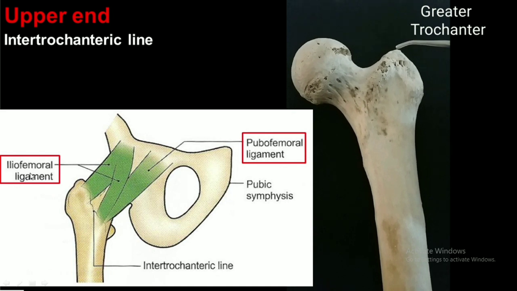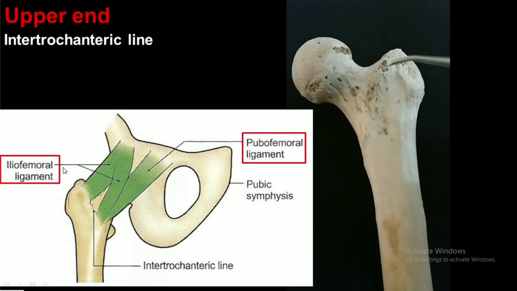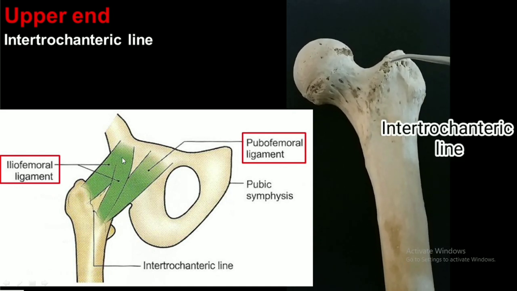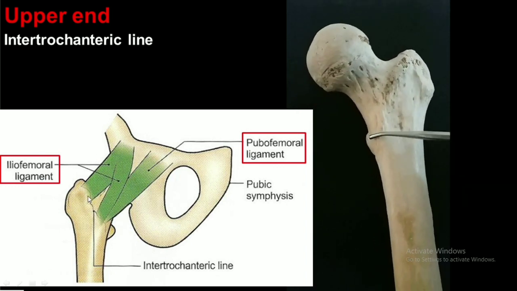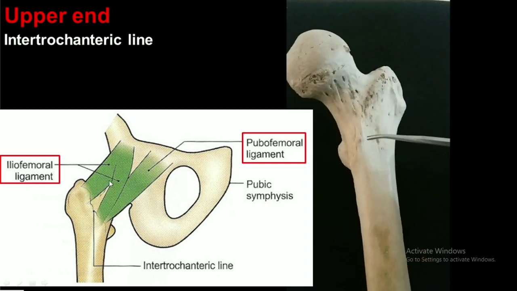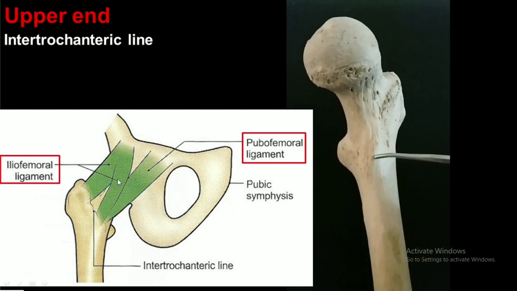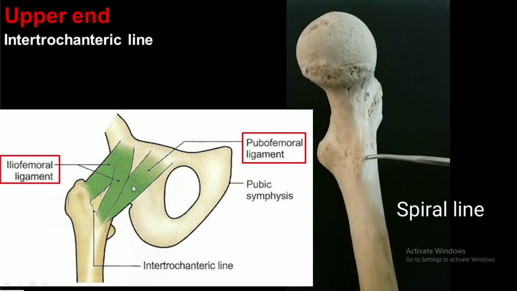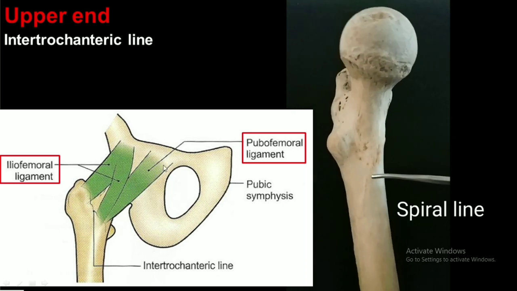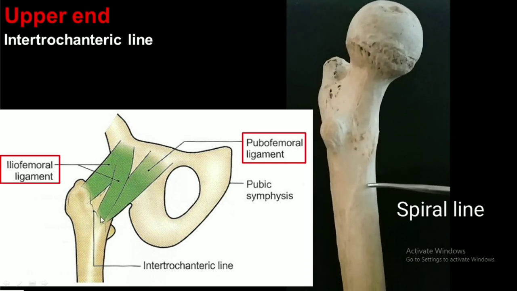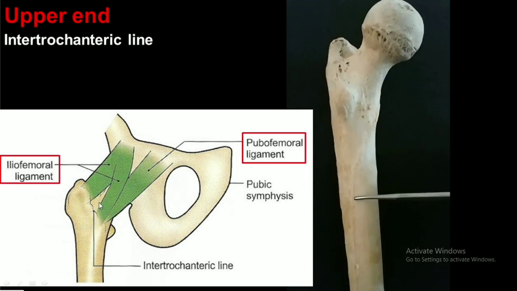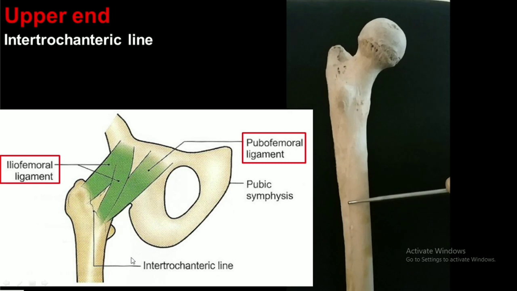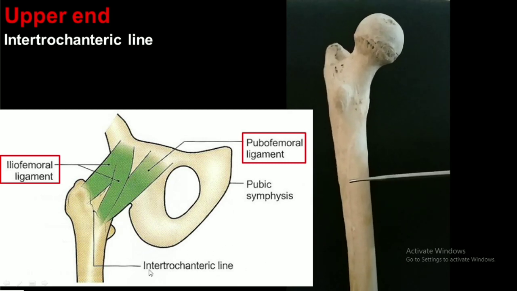So in the intertrochanteric line there are two ligaments. One ligament is called the iliofemoral ligament. It comes from the ilium to the femur; this is the upper band, and this is the lower band of the iliofemoral ligament. This is the pubofemoral ligament, which comes to the lower part of the intertrochanteric line. These two ligaments are attached over the intertrochanteric line.